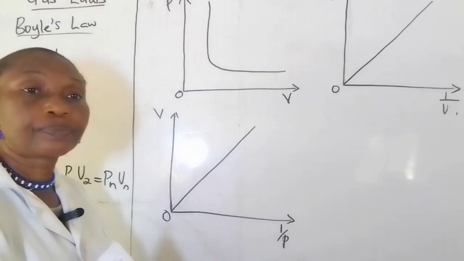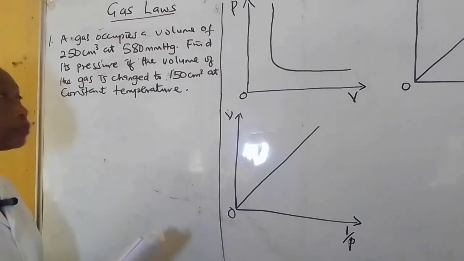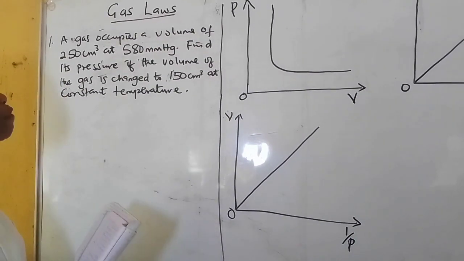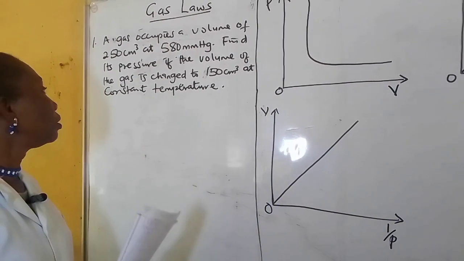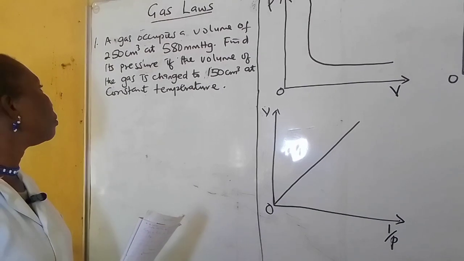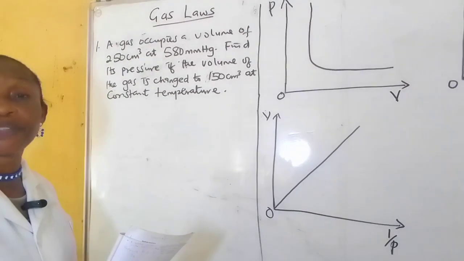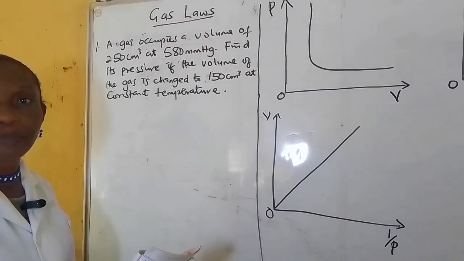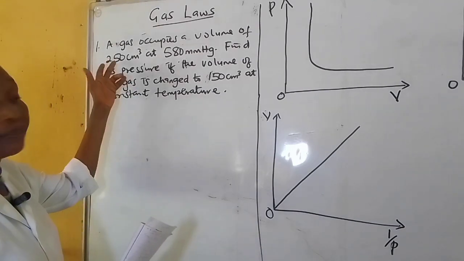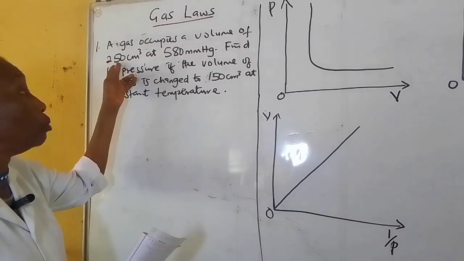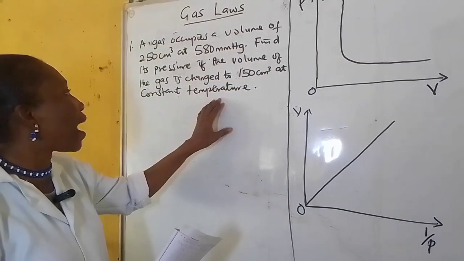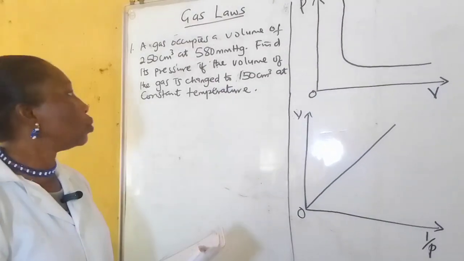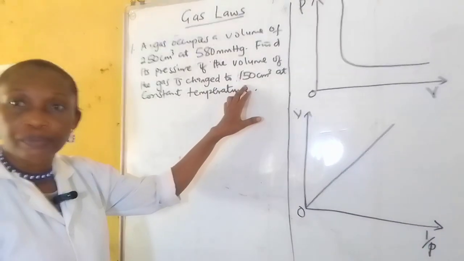Now let's take a problem. A gas occupies a volume of 250 cm3 at 580 millimeter mercury. Find the pressure if the volume of the gas is changed to 150 cm3 at constant temperature. So here we have been given the V1, the initial volume, at a particular pressure, the initial pressure. So we're asked to find the new pressure, or P2, at a new volume, the V2.